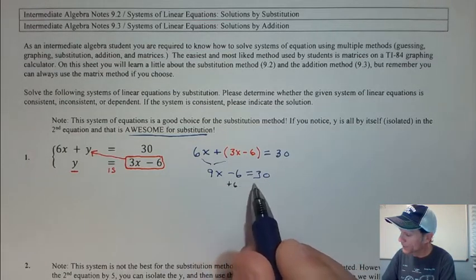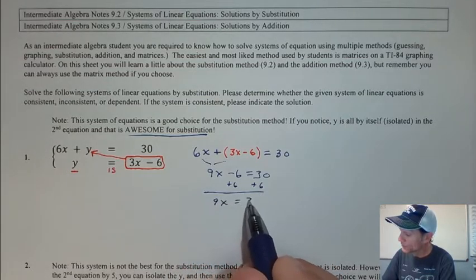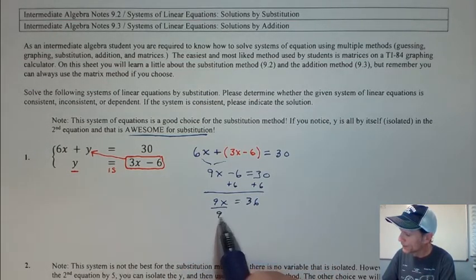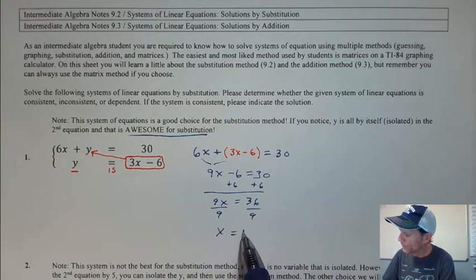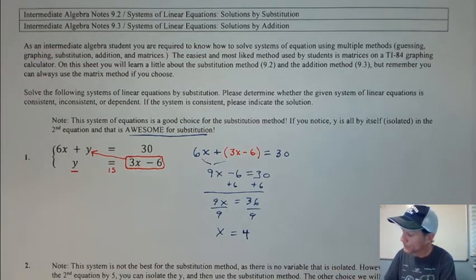Add 6 to both sides. I get 9x equals 36. And divide by 9, and I get x equals 4. Now, when I first started doing these, I was really excited at this point. I'm like, oh, x equals 4, that's great, and I finished my answer right there.